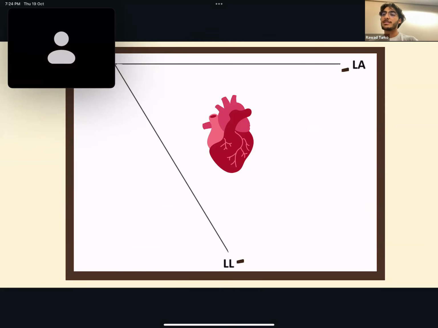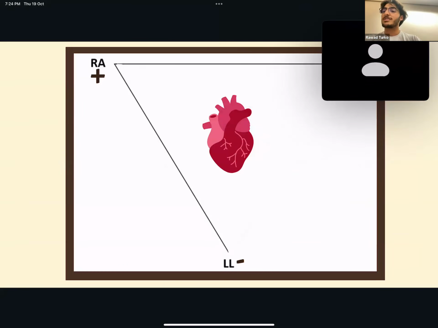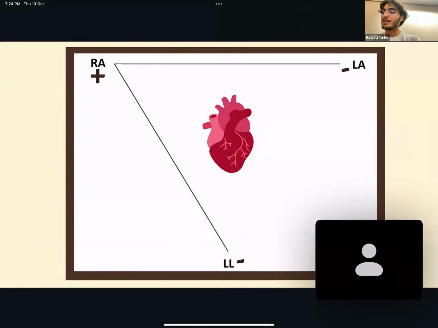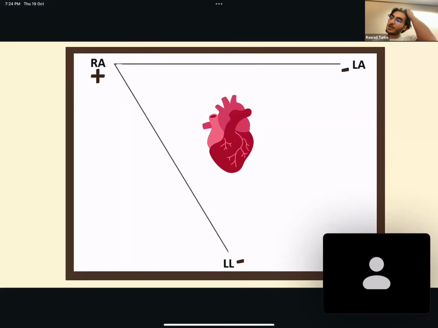Actually, I'm going to have to switch this again. Can we move this to the bottom? Perfect. I don't know why I've been moving it across the top the entire time.